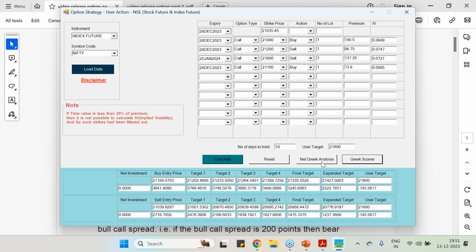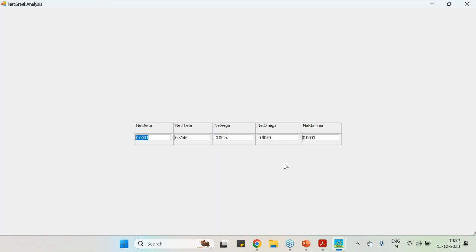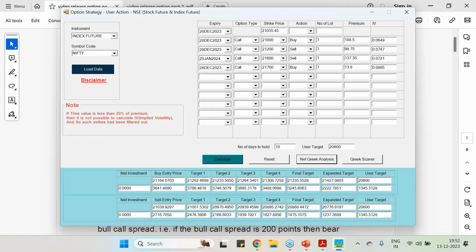Now you are at 21,000, till 21,400 you make money. From 21,000 to 21,776, even 600, also 20,600, you will be making money. 1,300. So that is how this strategy works. Seeing the net Greek analysis, all 4 legs together, not one, are making it delta neutral, theta neutral. Don't think that these 2 are neutral and those 2 are neutral. No, all 4 together are.